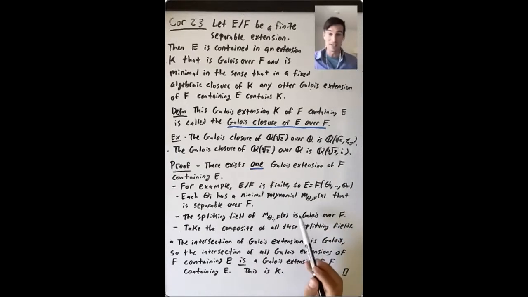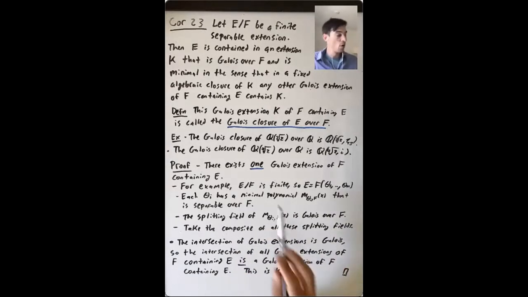We get these n extensions, each of which is Galois over F. Maybe some of them are the same, but there are at most n different extensions. And you can take the composite of all of them. We've seen that the composite of Galois extensions is Galois. So we can take the composite two at a time, and you can convince yourself that if you take the composite of finitely many Galois extensions over F, you get a Galois extension over F. Here we're really using the fact that composites of Galois extensions are Galois.